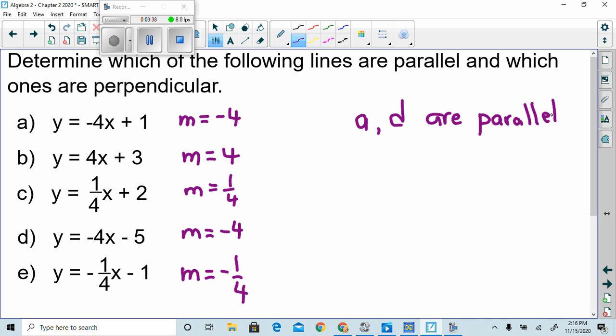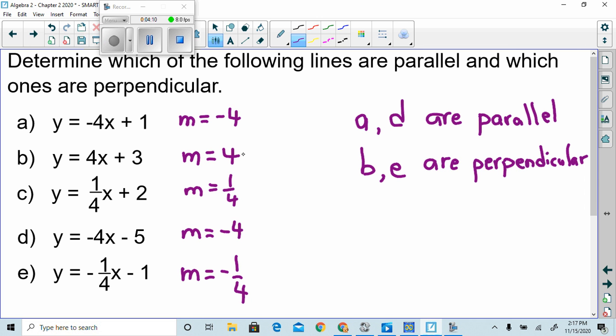Let's keep looking at these, and we might notice that line B and line E are perpendicular. They're perpendicular because their slopes are negative reciprocals. I have 4, and I change the sign and flip. The question is, are there any others?